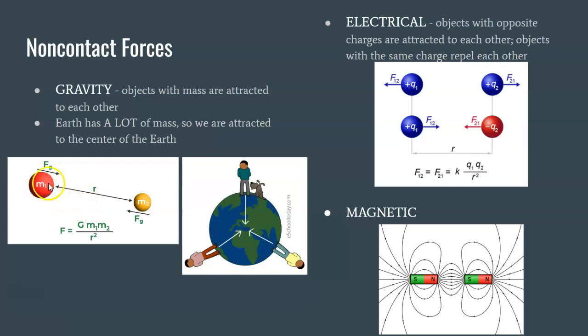And it really comes down to how much mass the two objects have and how far apart they are. If they're closer together, they have a stronger gravity. And if the masses are bigger, then there's a stronger gravity. So the force of gravity comes down to these variables here, how far apart they are and the mass of the two objects.